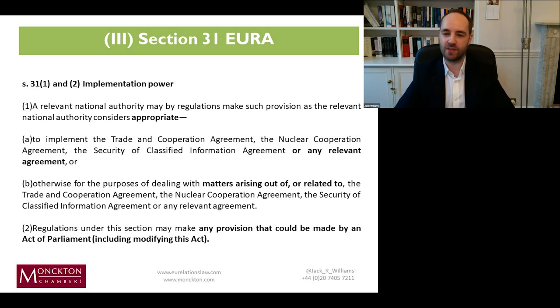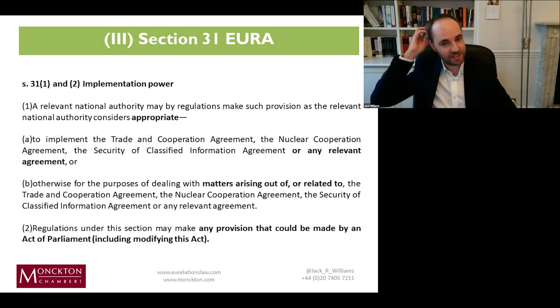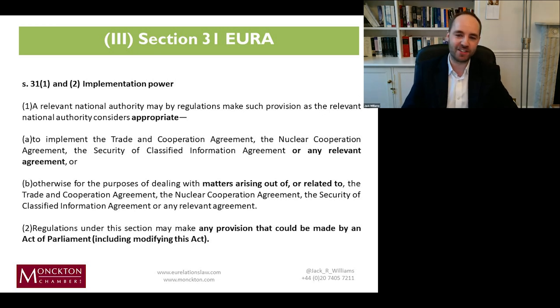My third topic is Section 31, which is the third sort of implementation that I discussed at the outset. Section 31 grants a very wide Henry VIII power to make regulations as are deemed appropriate in order to implement the three agreements and any relevant agreement, and also deals with matters, again broadly put, arising out of or related to the agreements or, again, any relevant agreement. Now that rather begs the question what relevant agreement actually is. That's defined as including any supplementing agreement or agreement otherwise envisaged by the agreements themselves.